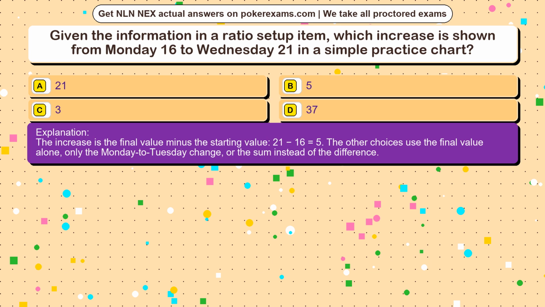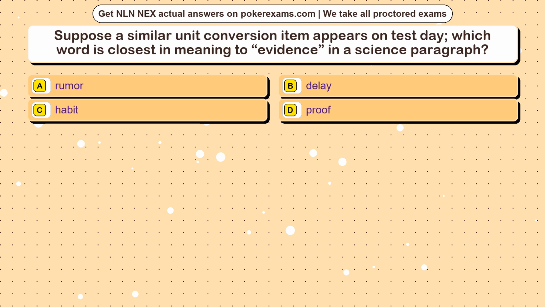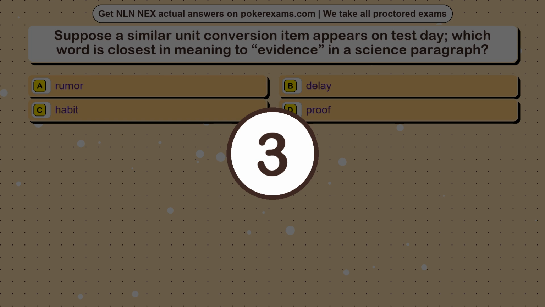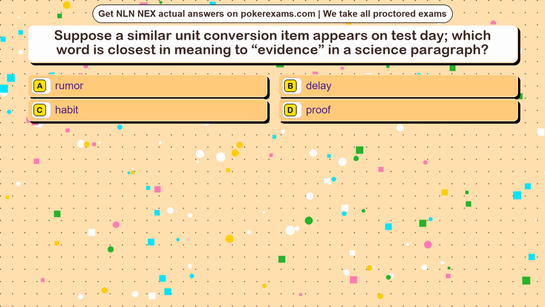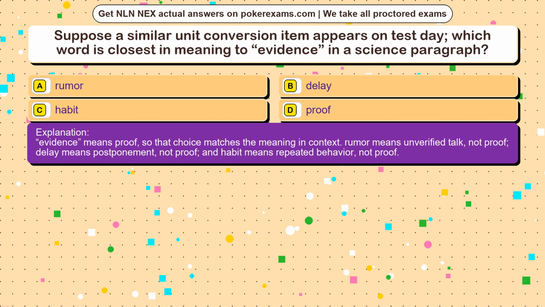Question 7. Suppose a similar unit conversion item appears on test day. Which word is closest in meaning to evidence in a science paragraph? Option A, rumor. Option B, delay. Option C, habit. Option D, a proof. The correct answer is option D. Evidence means proof, so that choice matches the meaning in context. Rumor means unverified talk, not proof. Delay means postponement, not proof. And habit means repeated behavior, not proof.